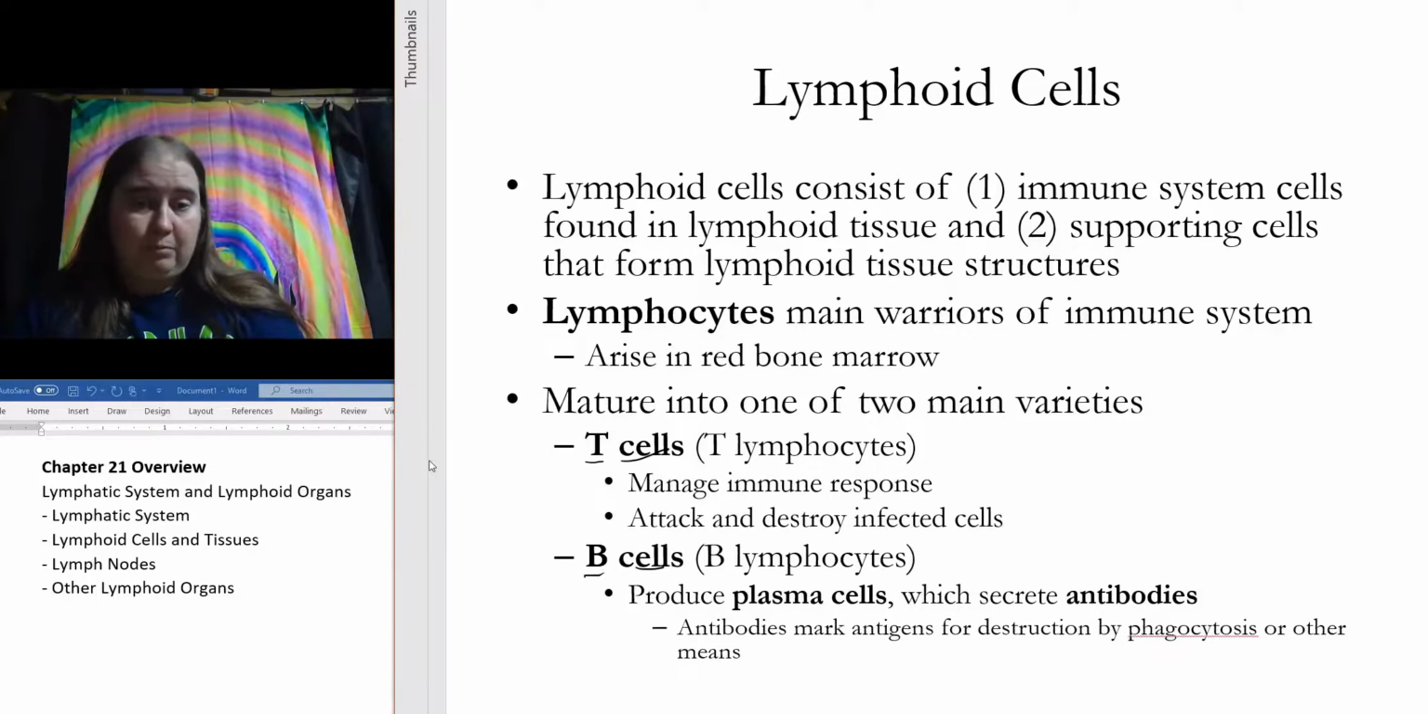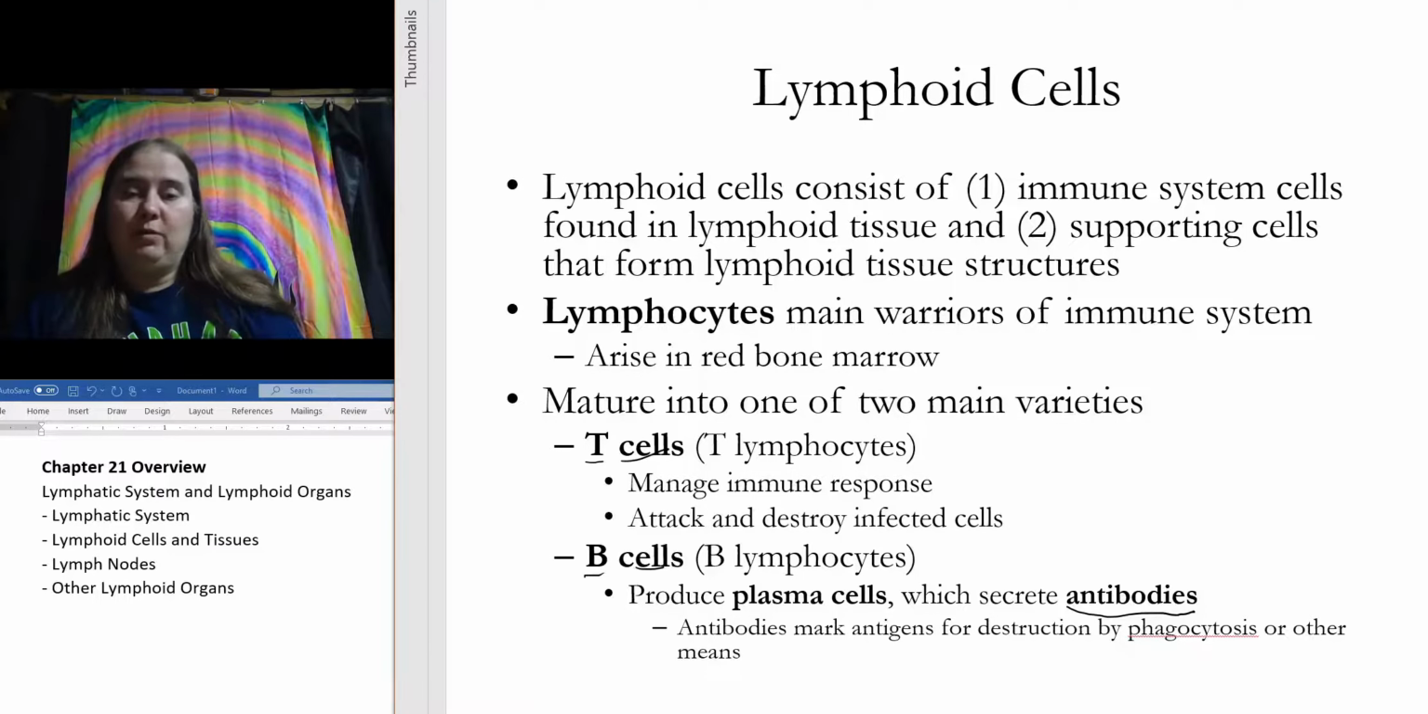T cells are really there to manage our immune system. They will attack and destroy infected cells. Our B cells, once they become activated, are going to differentiate into a cell known as a plasma cell. The function of that plasma cell is to secrete antibodies. This notion of antibodies should be somewhat familiar to you, since we talk about antibodies in our ABO blood typing. We'll talk a lot more about antibodies next week when we get into chapter 21.